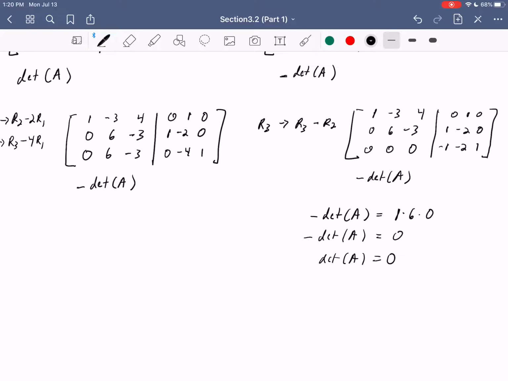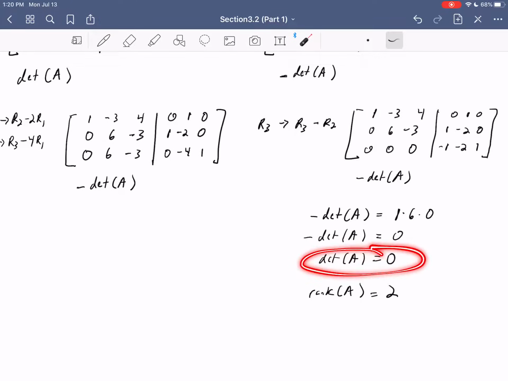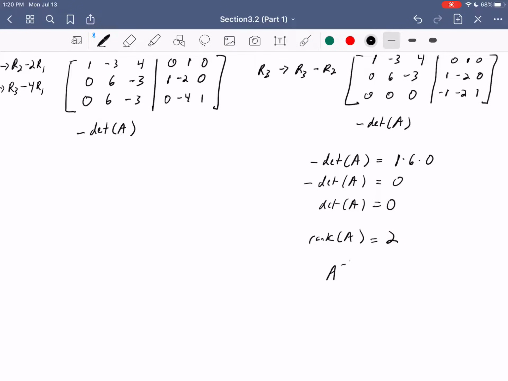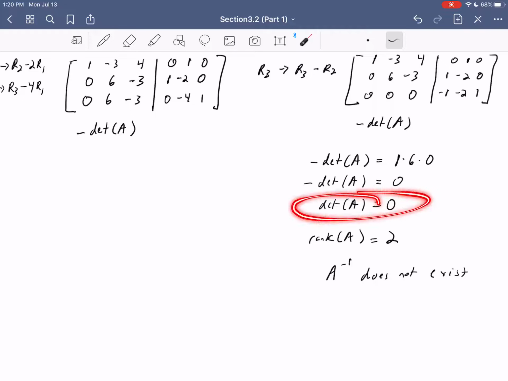We will also notice that the rank of A, even though I don't have it in row echelon form, would be clear if I just divided this row by 6. I'd have 1 and 1 there. The rank of A is 2. You will see that the determinant is 0 and the rank is not full, and both of those things mean that A inverse does not exist. So this has a determinant of 0, which we just proved means that A inverse doesn't exist.